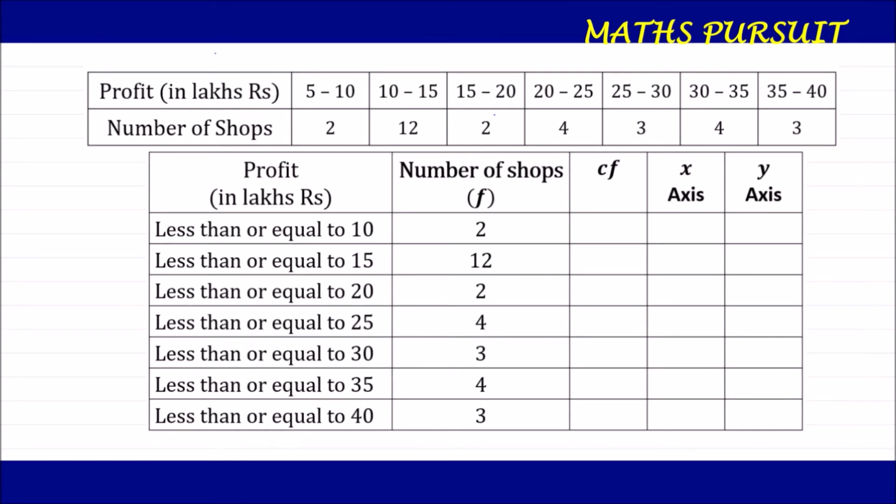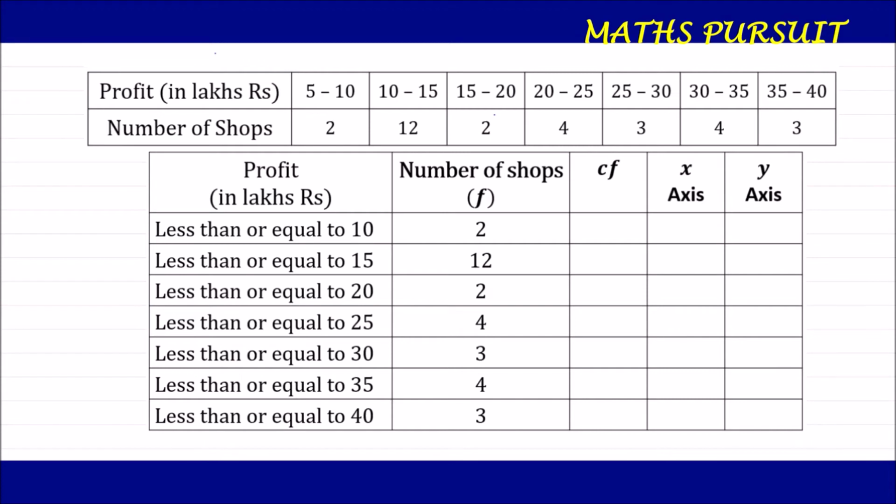Now if you look here at the first two rows that they have given, profit in one row and number of shops in another row. The profit in one row is like 5 to 10, 10 to 15, 15 to 20, 20 to 25, 25 to 30, 30 to 35, and 35 to 40. Now we need to represent the same data in a tabular form and in a less than manner, because we are going to draw a less than ogive curve.